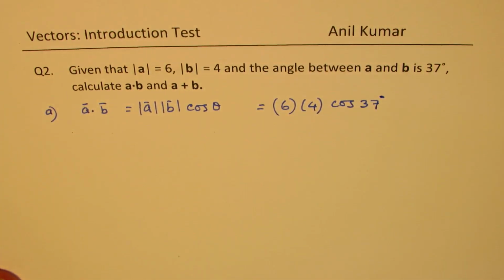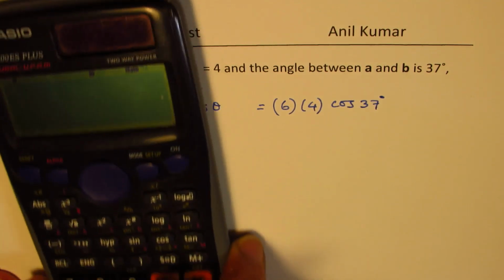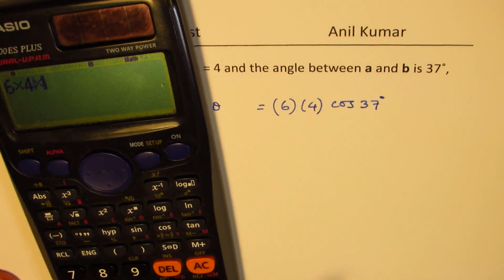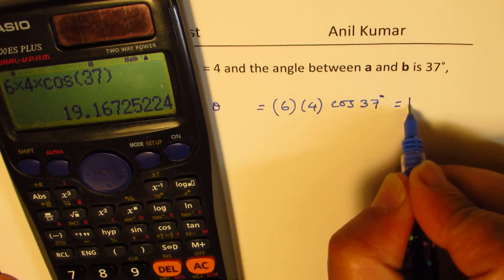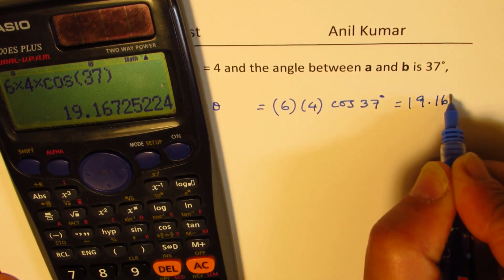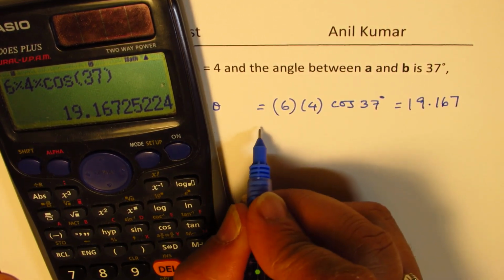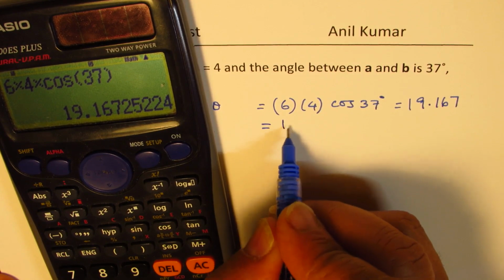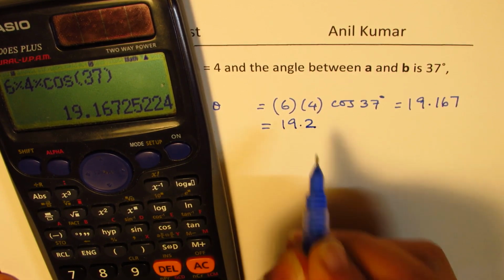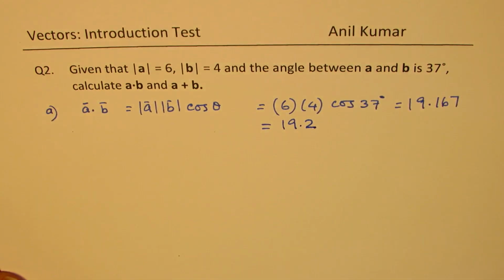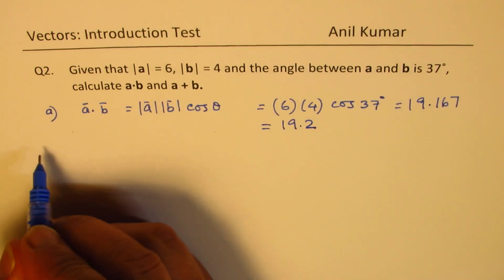Correct? Now let's calculate. So we have 6 times 4 times cos of 37 degrees. That gives you 19.167, right? Which you could round as, let's say, 19.2. So that becomes your dot product. Now let's find what is the sum of these two, A plus B.